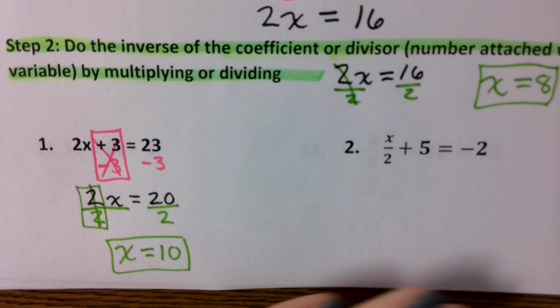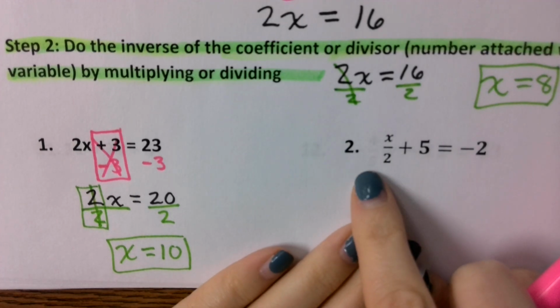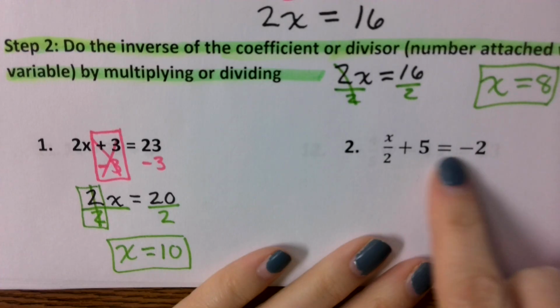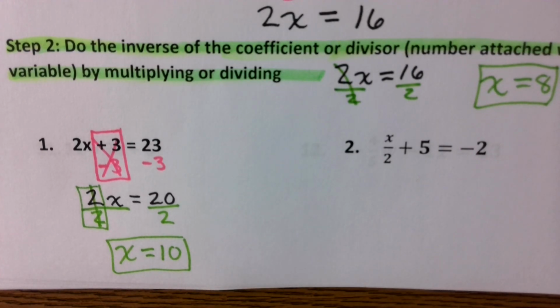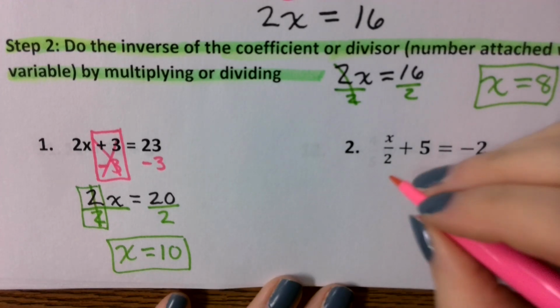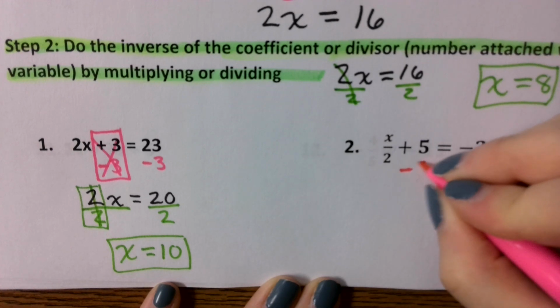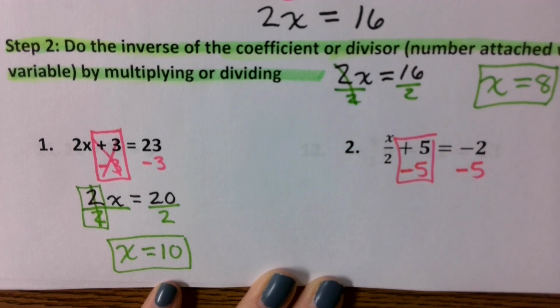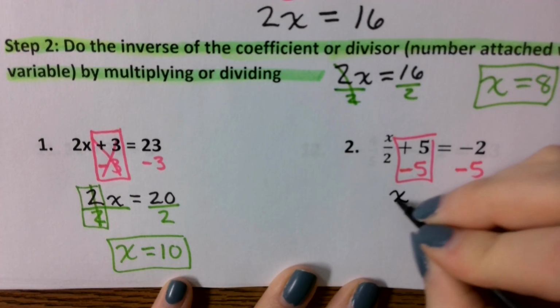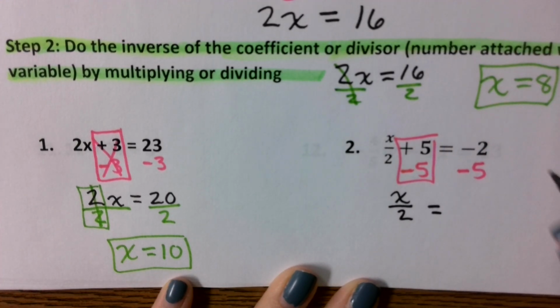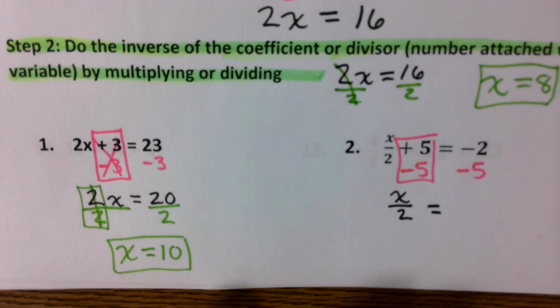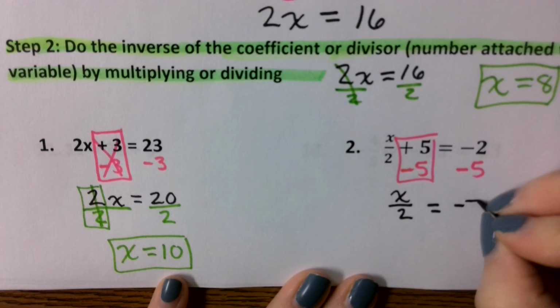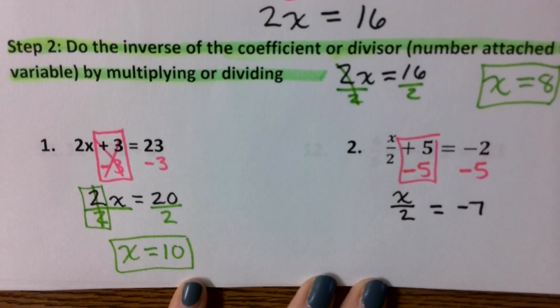All right, let's take a look. X over 2 plus 5 is equal to negative 2. What's the first operation that we need to go ahead and do? Addition. Oh, wait, no. That's strong and wrong, okay? Strong and wrong. Subtraction. We're going to go ahead and subtract 5 from both sides. So that's going to leave us with x over 2 is now equal to what? Negative 7. Good. So we're going to have x over 2 is equal to negative 7.